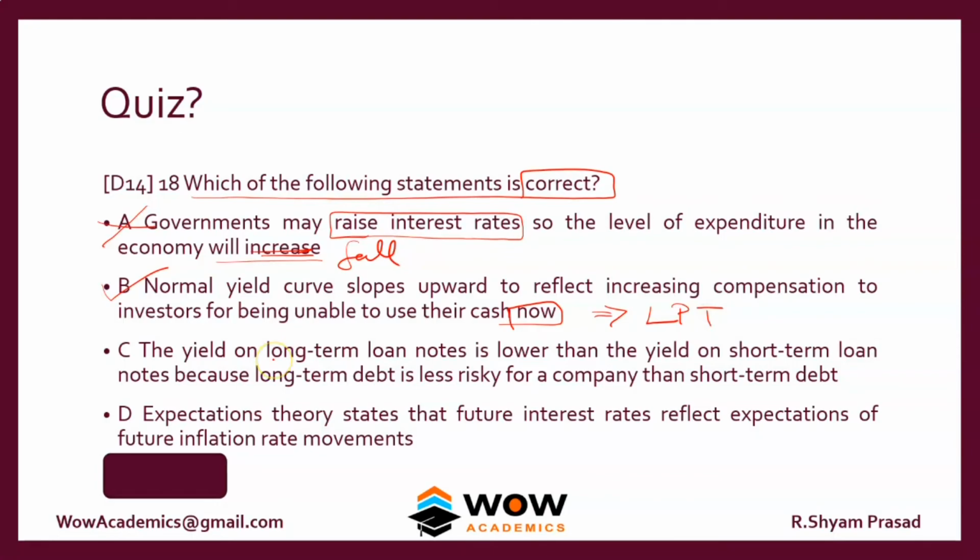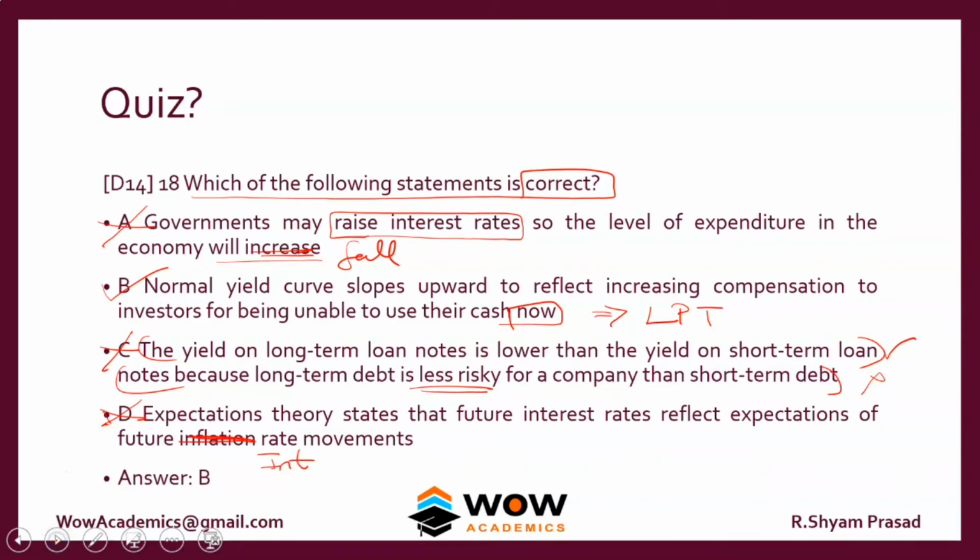The yield on long-term loans is lower than the yield on short-term loans. Yes, this is correct, because long-term debt is less risky. No, this is not less risky. It's actually more risky for a company than short-term debt. This sentence is correct, but this explanation is wrong. So the answer is wrong. Expectation theory states that future interest rates reflect expectations of future inflation rate movement. It's not future inflation rate movement, it is future interest rate movement. So the answer is wrong. So the answer should be B. The answer is B.